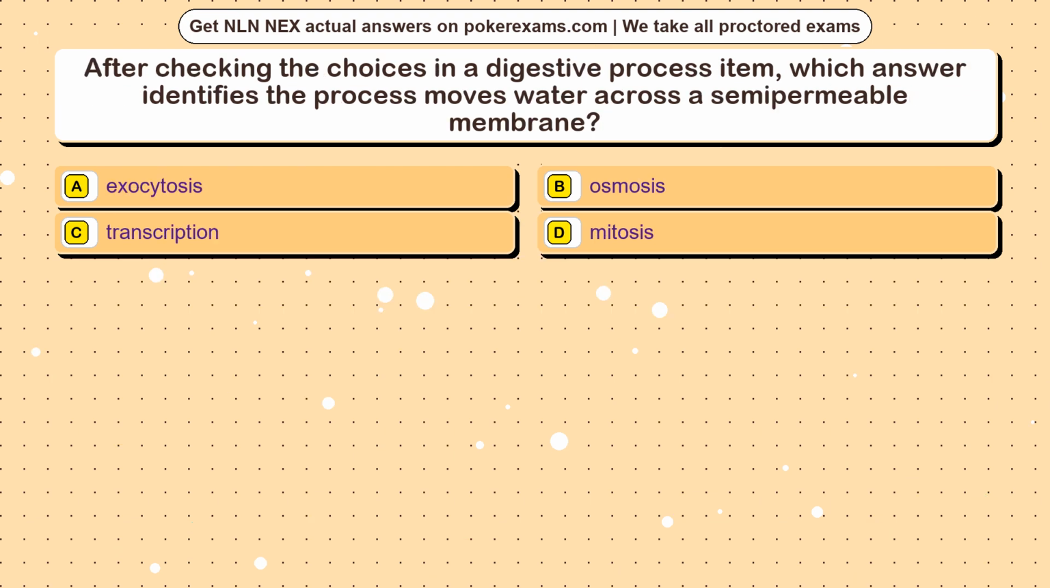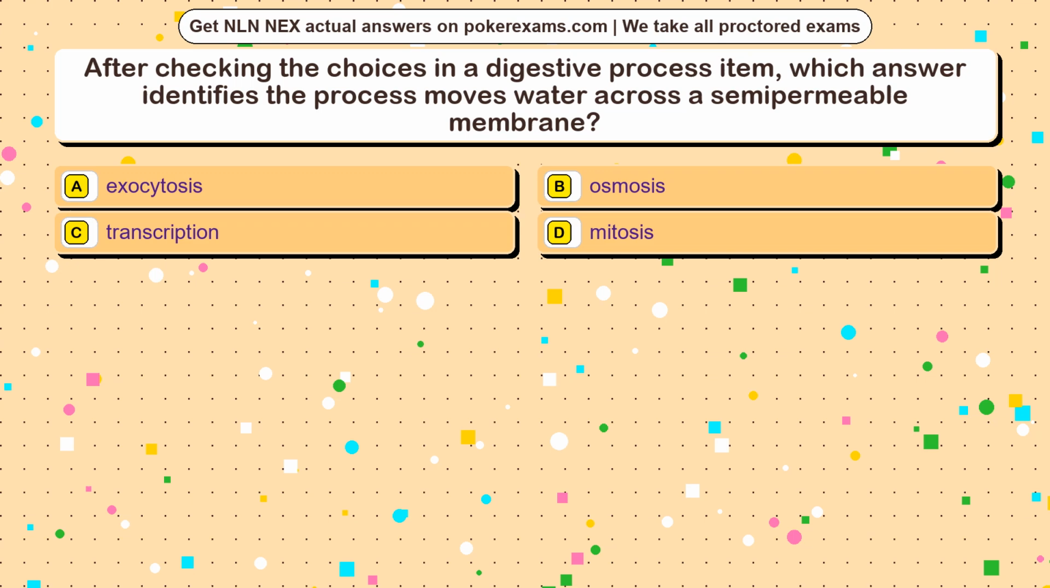Question 3. After checking the choices in a digestive process item, which answer identifies the process that moves water across a semi-permeable membrane? Option A, exocytosis. Option B, osmosis. Option C, transcription. Option D, mitosis.